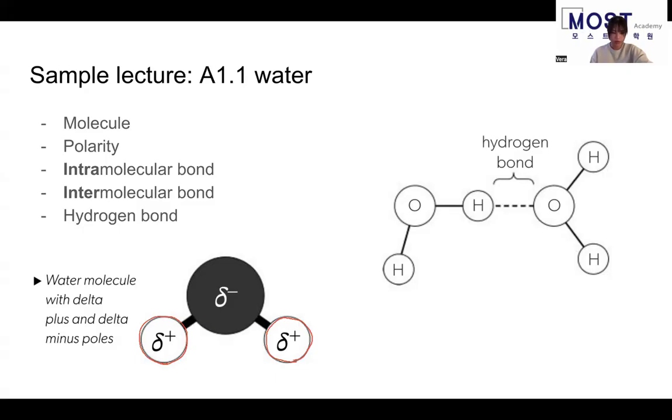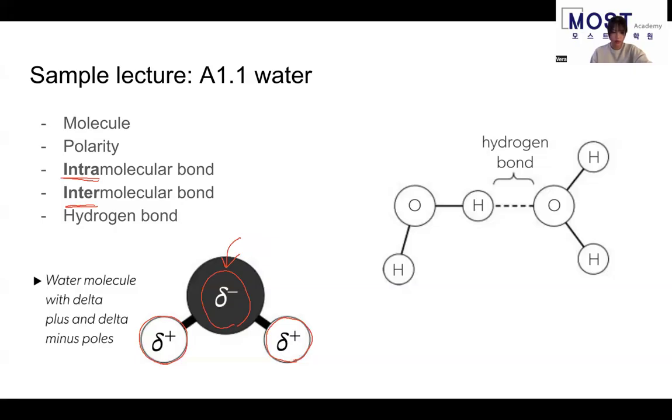And for the slight or partial charges, we use the Greek letter delta. So the oxygen atom in the middle here has delta minus because it attracts electrons more, and the hydrogen atoms on the sides have delta plus charges. And when we talk about bonds, there are two types, intramolecular and intermolecular. The prefix intra means within and inter means between.